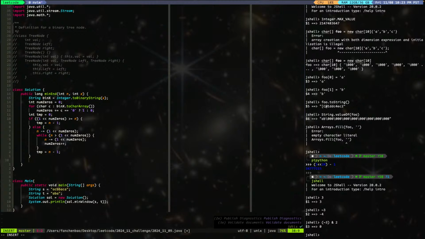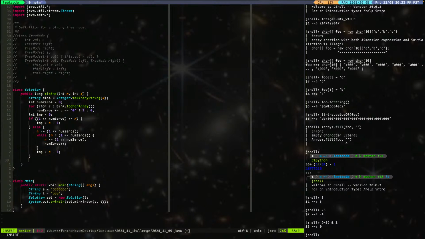Alright, so now we drop out of this. We know the number of zeros. We know the temp, which is, it's really hard to describe what this temp is. This temp value is just when you reach the target number, its binary representation, right?